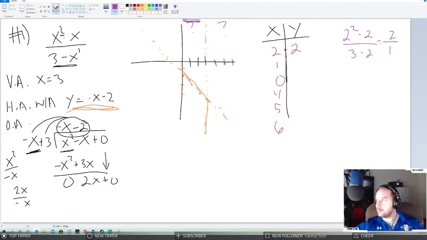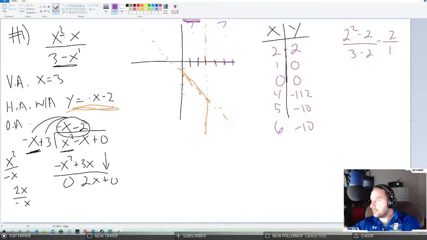to get the points. So at 2, it's 2. At 1, it's 0. At 0, it's 0. And at 4, it's negative 12. At 5, it's negative 10. And at 6, it's negative 10. Okay. So this is enough information for us to be able to graph what we need to graph.